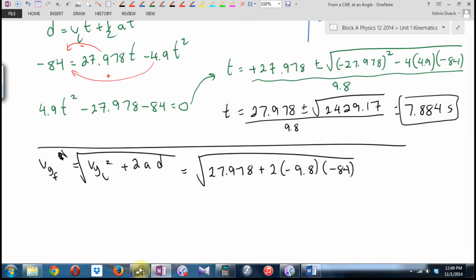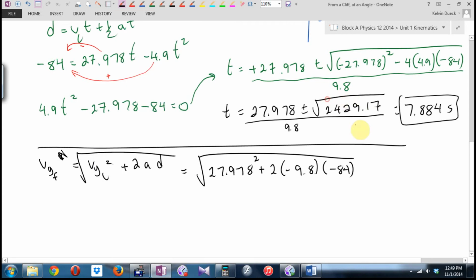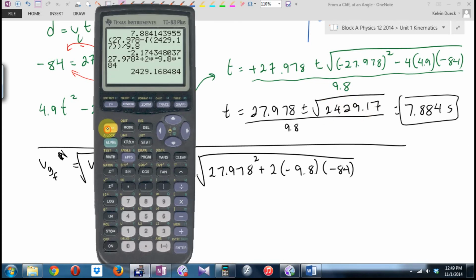And if you do that, oh, squared, Mr. Dueck, sheesh, almost forgot the squared. If you do that, you'll get 27.978 squared plus 2 times negative 9.8 times negative 84. And you'll notice I get the same thing here that I got in the square root in my quadratic. That's because you're sort of doing the quadratic equation in disguise. Square root.